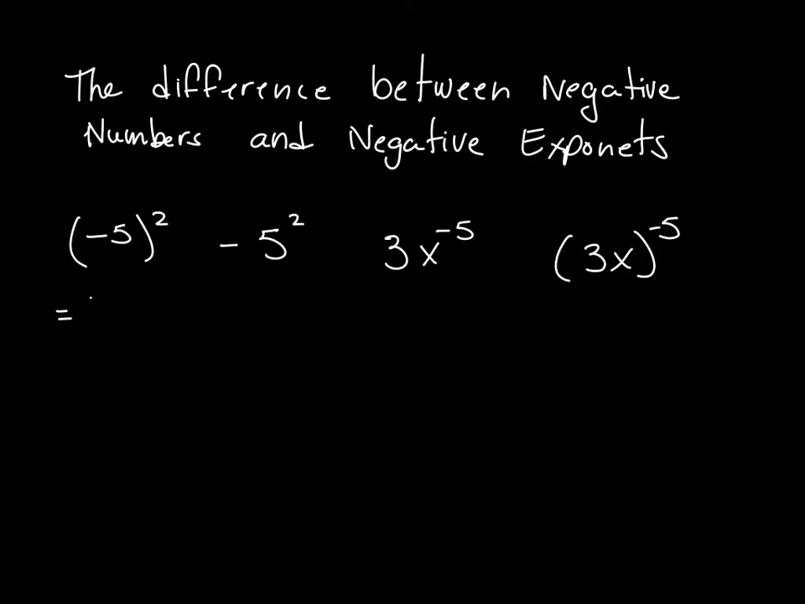This one is just the same thing as we've talked about before. That's negative 5 times negative 5. That is a positive 25. This one is the opposite, right, of 5 times 5. Or this one is just equal to a negative 25.